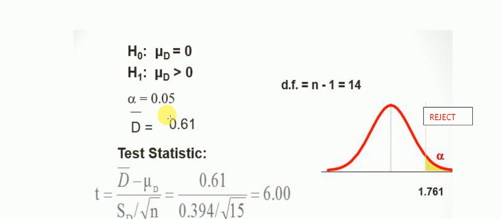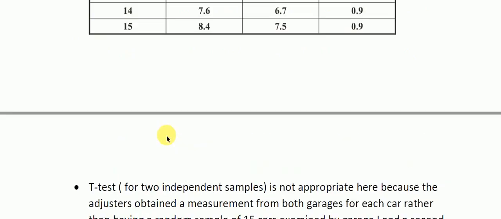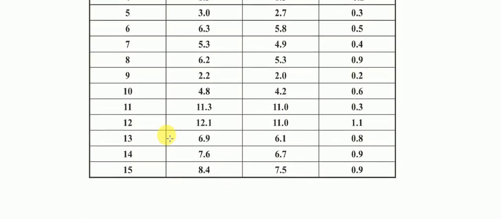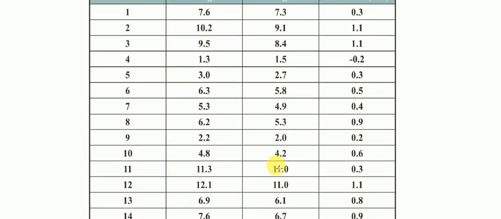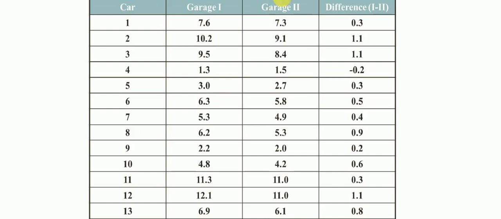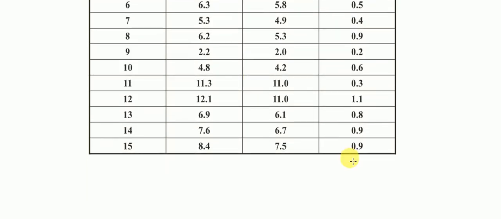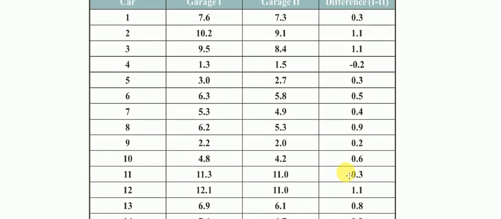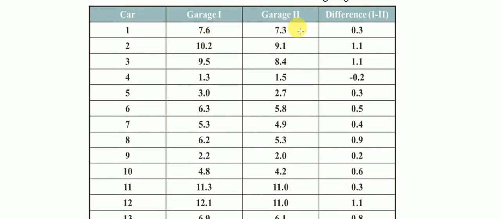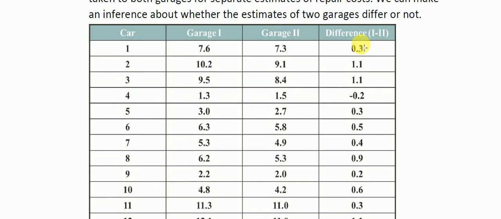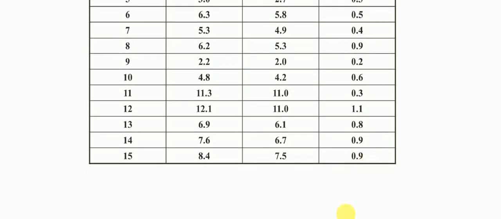Okay, then D bar is 0.61. So how do we calculate D bar? D bar is what we are getting from the samples that we are having. So basically, if we calculate the mean for this population and the mean for this population, and then we subtract the mean for garage 2 from garage 1, the answer that we get is D bar. Or in other words, if we individually have their differences, like we subtract garage 1 minus garage 2, take all these values, and then we find out the mean for these values, then the answer that we get over here is also D bar.